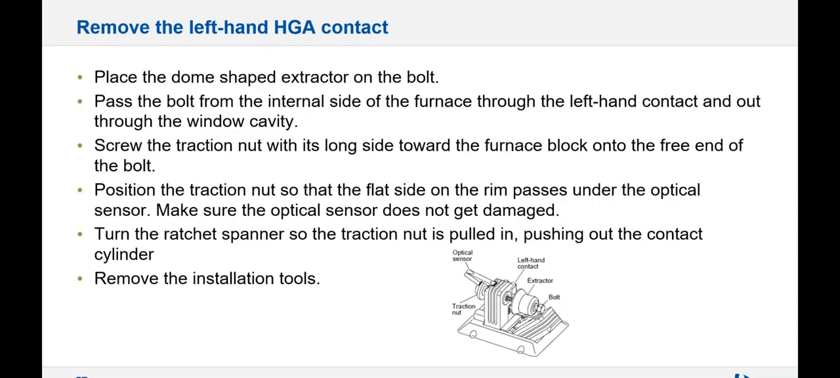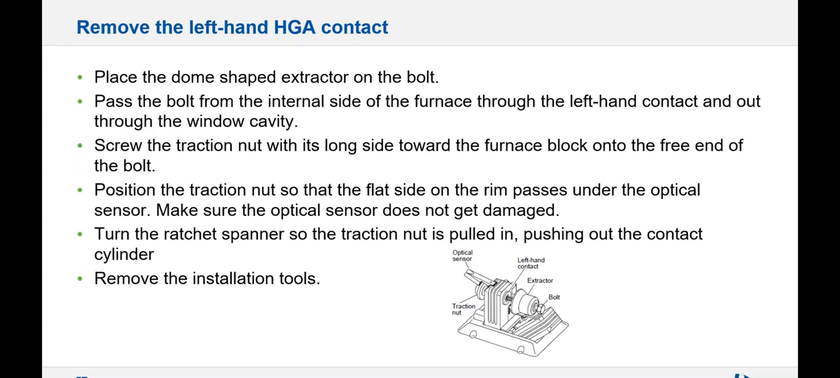Then removing the left one, you place the dome-shaped extractor on the bolt, pass the bolt from the internal side of the furnace through the left-hand contact and out through the window cavity. Screw the traction nut with its long side toward the furnace block onto the free end of the bolt.